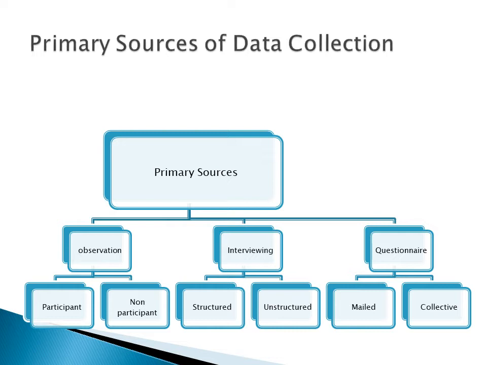In data collection, we have two types of sources from where we can collect data: primary sources and secondary sources. Primary sources are those in which the researcher is in contact with the respondents, and he or she can collect the data directly from those sources. In primary sources, the first tool we use to collect data is observation.